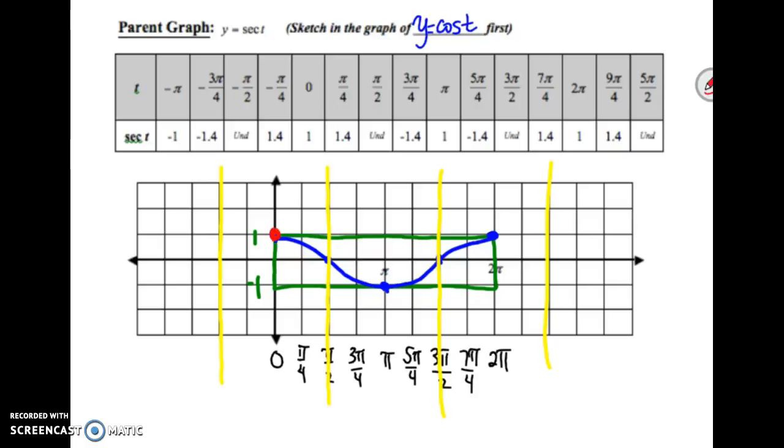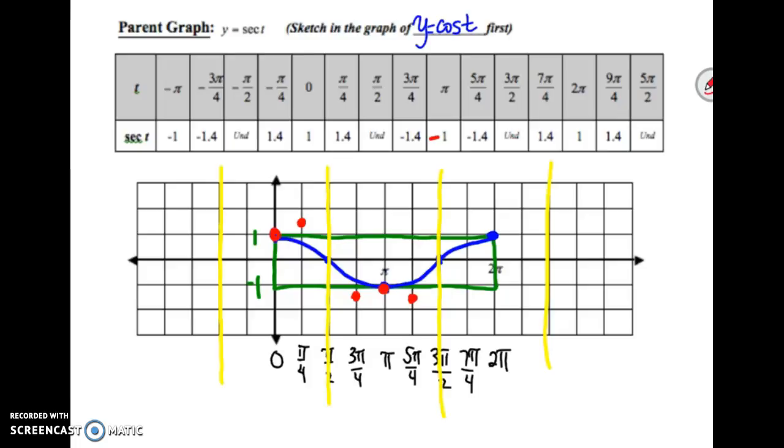At pi over 4, we are at 1.4, very familiar points. Then we're undefined. At 3 pi over 4, we are at negative 1.4. At pi, we're at negative 1. Or sorry, yeah, negative 1. That should say negative 1 right there. At 5 pi over 4, we are at negative 1.4.